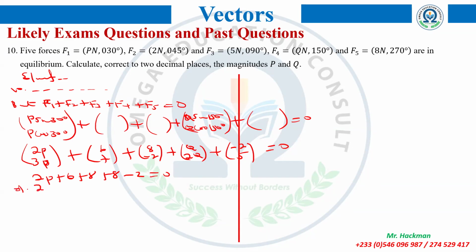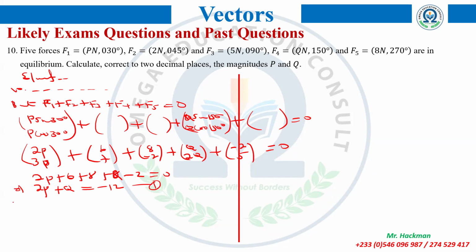So this implies that 2p plus what? Where is my q? My q is missing. Oh, it's here. So plus q. Then I will add the whole of this and move it to the other side. So this will give me 14 minus 2. So I'm going to get 12, but I'll move it, so that will give me minus 12. So that forms my first equation.